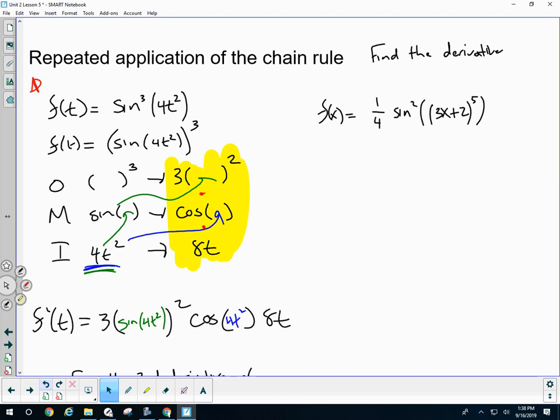All right, let's try this one. Why do I have the 1/4 there? I don't know. Maybe to confuse you. Let's see. Step one is to write things out using parentheses so you really truly understand the outside, the middles, and the inside.